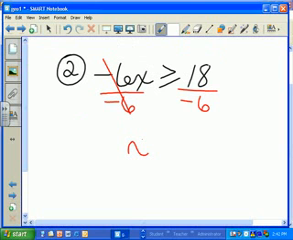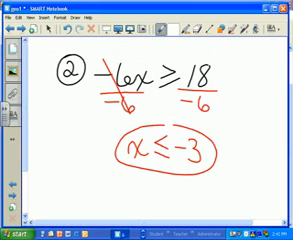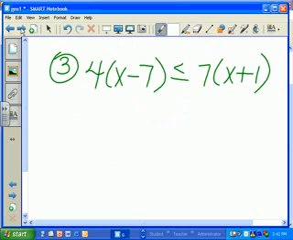The inequality flips around. So instead of x being greater than or equal to, now the inequality flips around, so now x is less than or equal to, and 18 divided by negative 6 is negative 3. Always remember that when you divide by a negative number, the inequality will flip around.